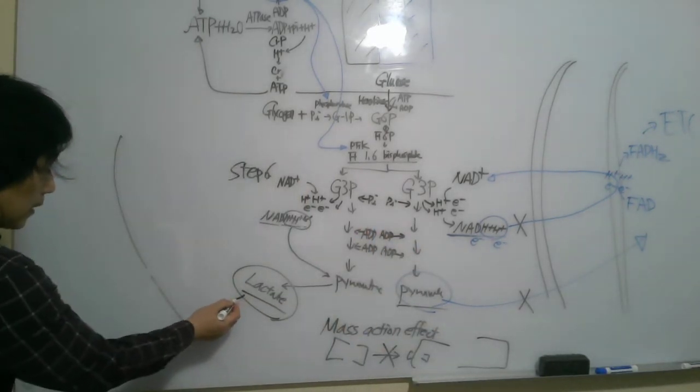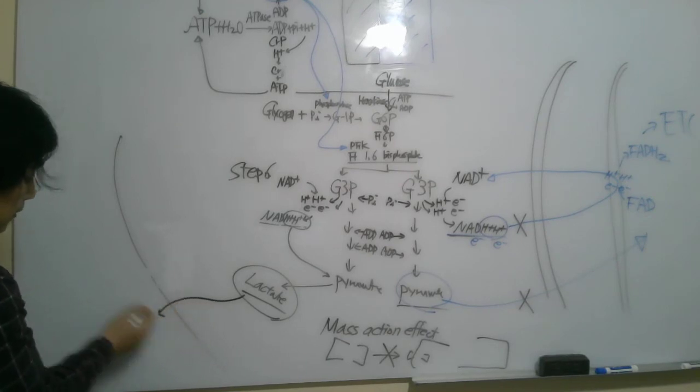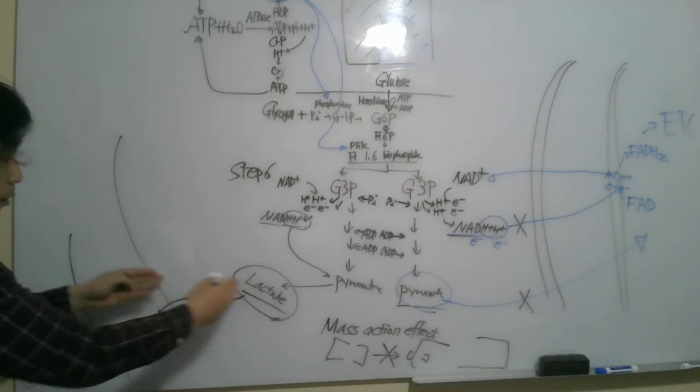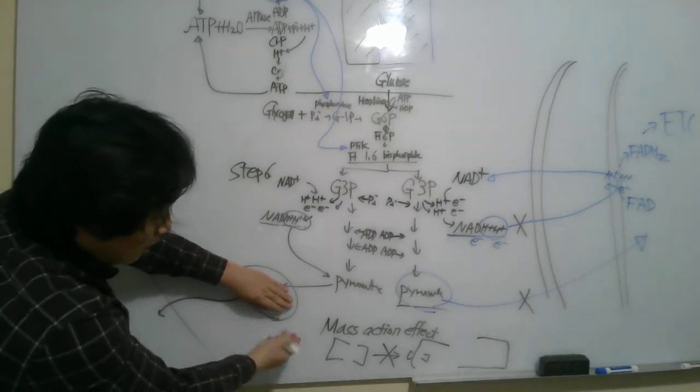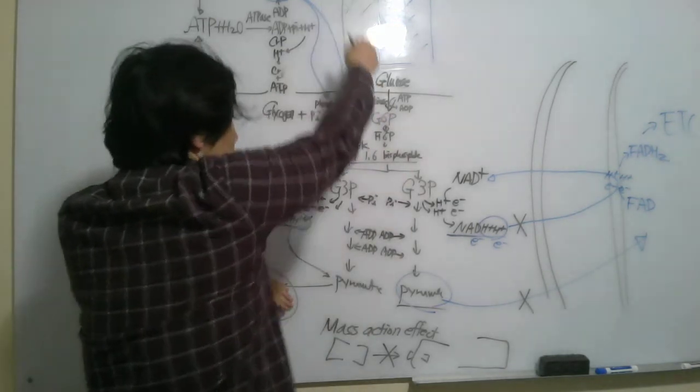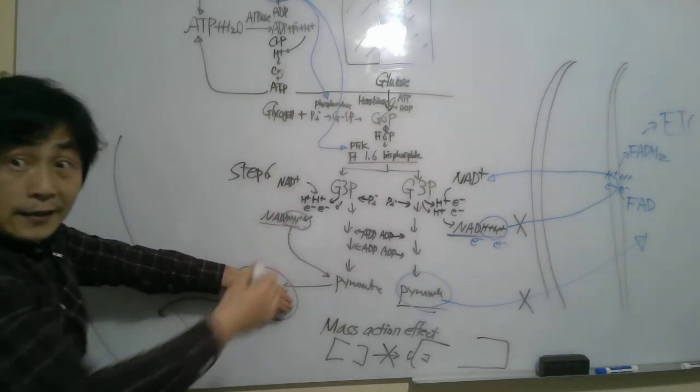So lactate must go outside into the blood. If lactate is out of the muscle, we do not have that product, so the concentration is smaller and glycolysis can continue. Is it right?